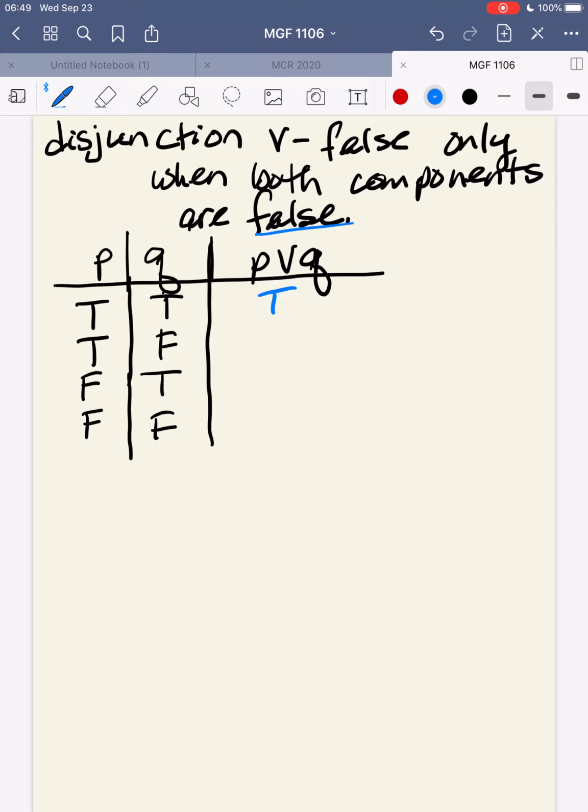If P and Q are true or false, alternating, this is also true. If P is false and Q is true, this is also true. Now, here's where they're both false. This is going to be our false. Okay, so it's real important as we go through this section and through the rest of the chapter that you have a really good understanding of what disjunction and conjunction both do within a truth table.